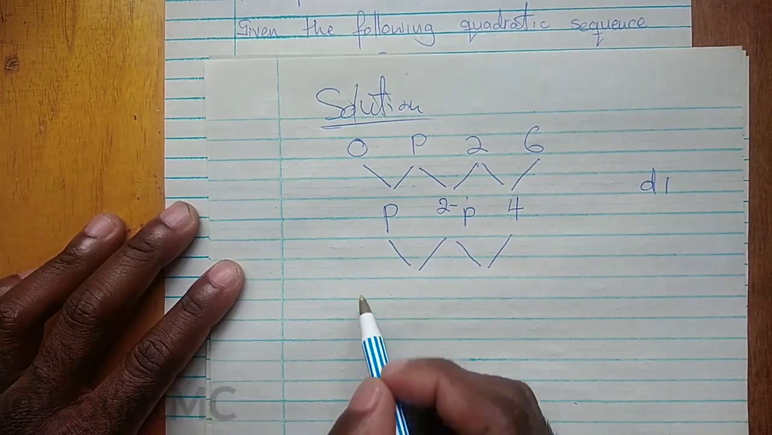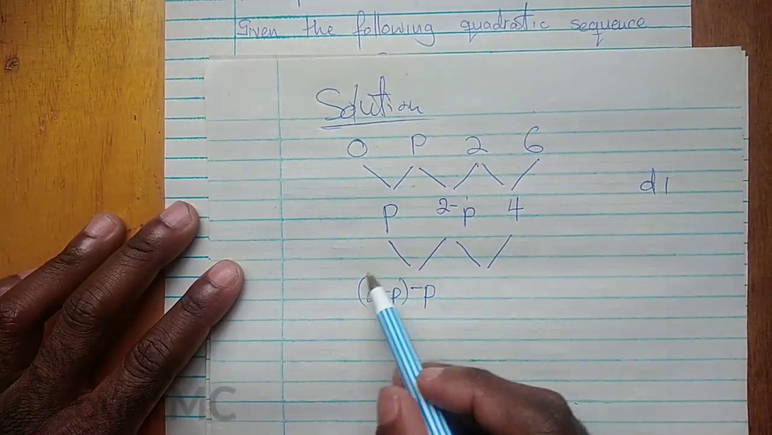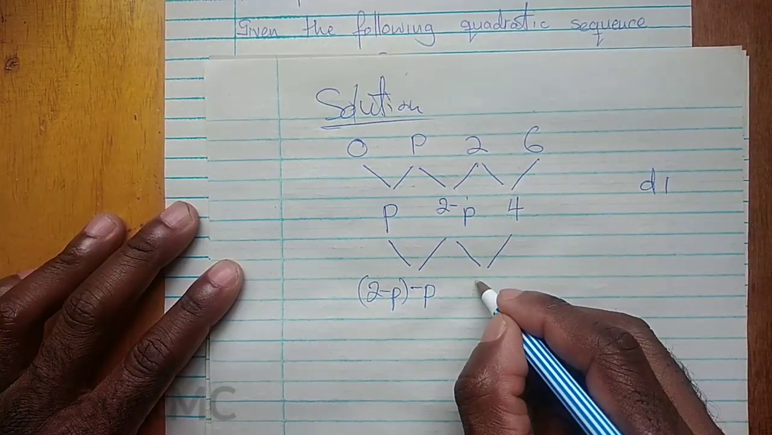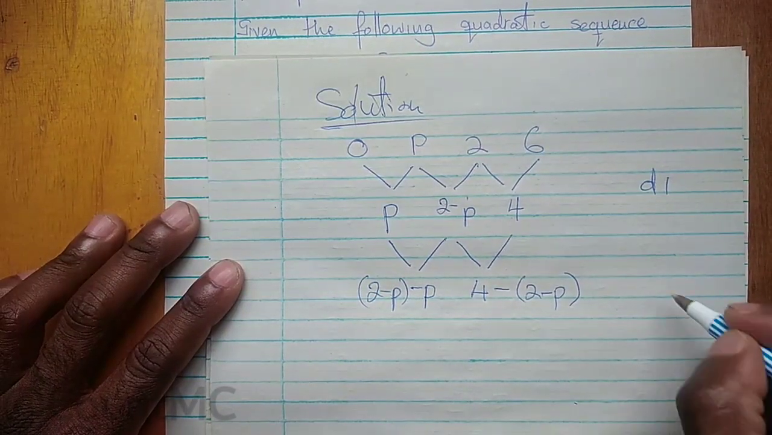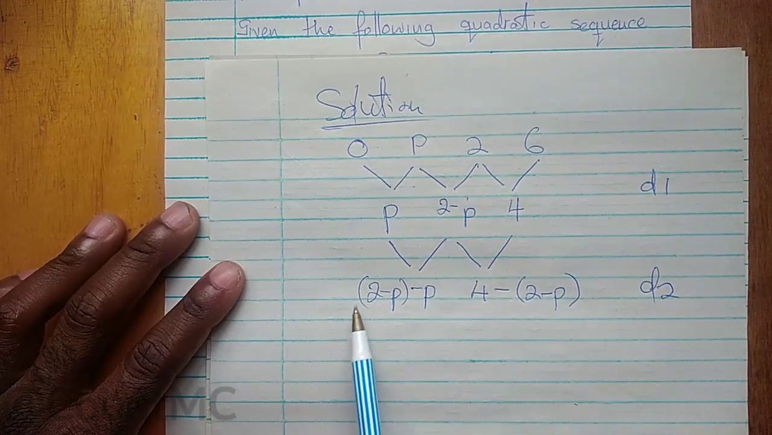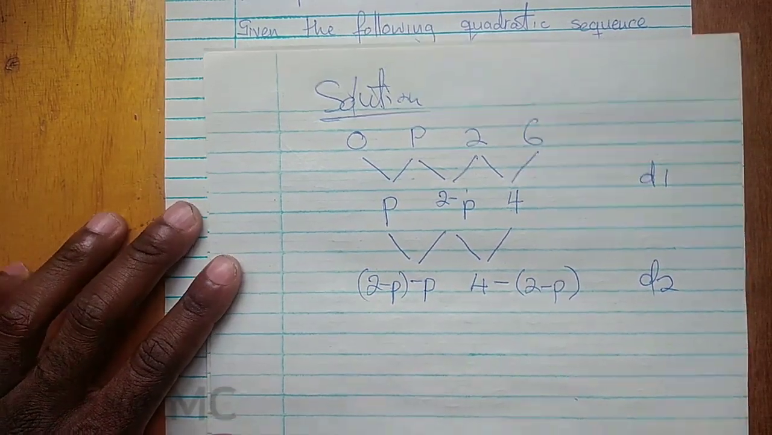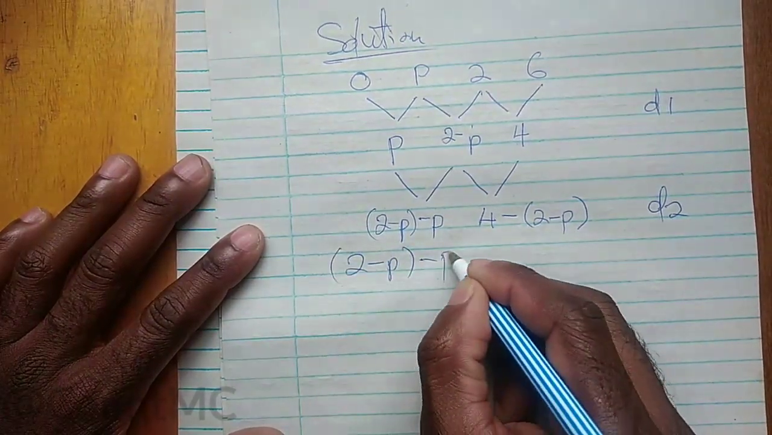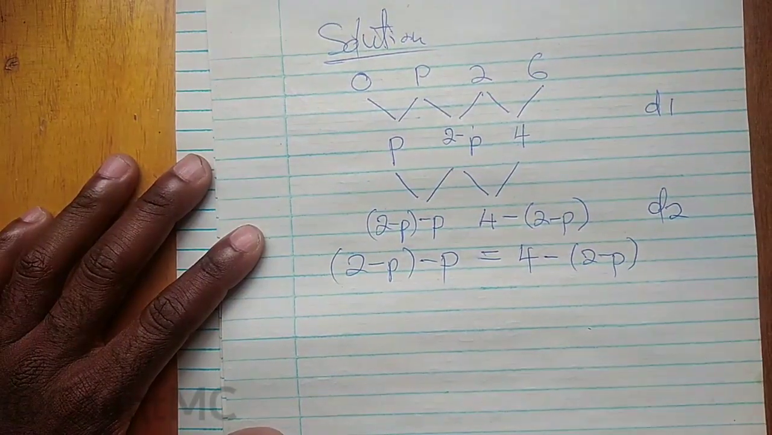2 minus p minus p. This is what goes here. Next one, 4 minus 2 minus p. This is the second difference. Now, in quadratic number patterns, we know that this is the common d. These are the same, they are equal. Therefore, we can write 2 minus p minus p is equal to 4 minus 2 minus p.